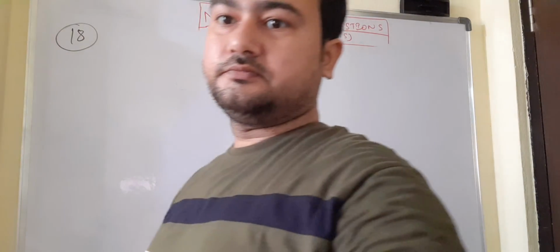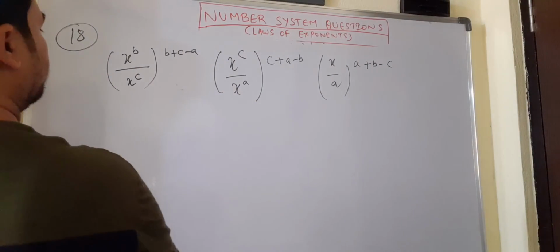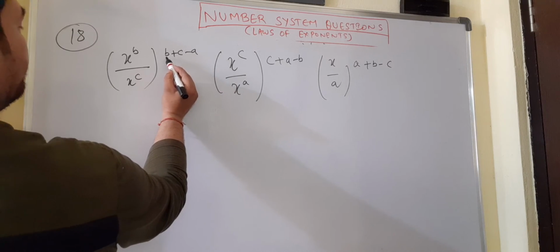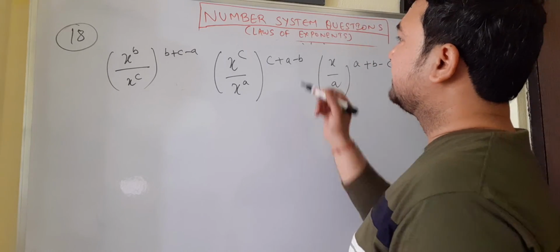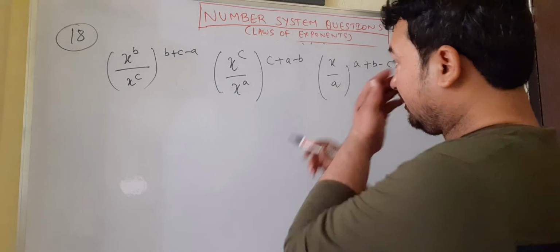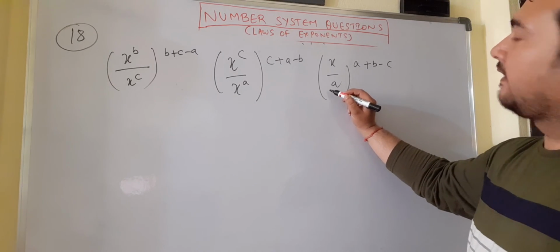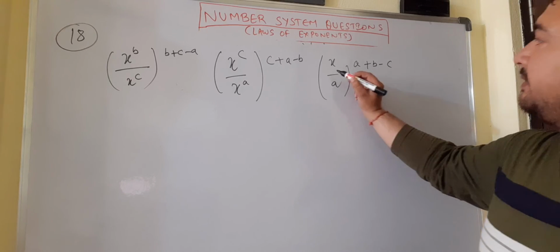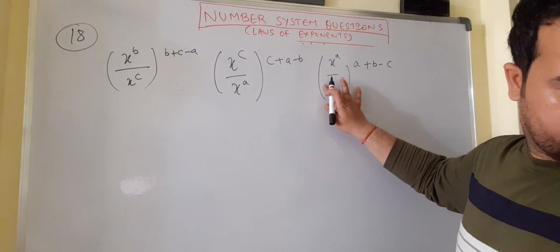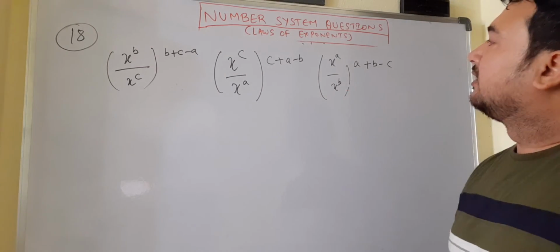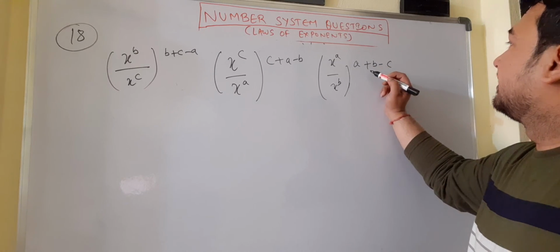This is your next question. Question number 18: x to the power b by x to the power c, and its power is b plus c minus a. Again x to the power c by x to the power a, with power c plus a minus b, and again x to the power a by x to the power b, and the power is a plus b minus c.